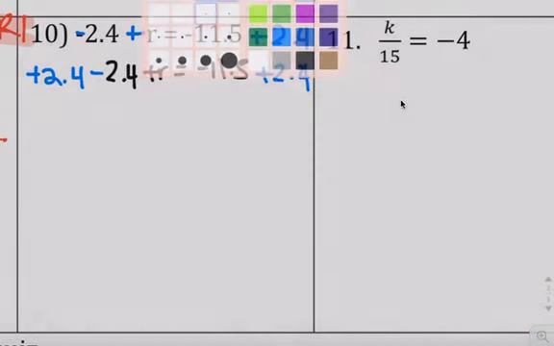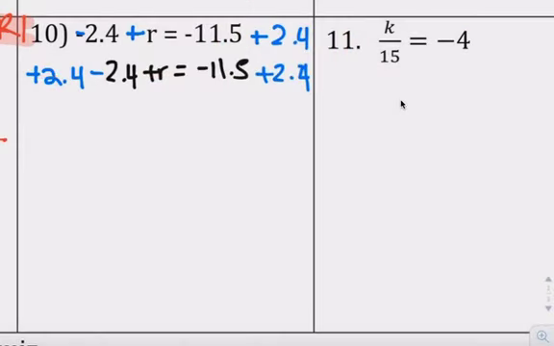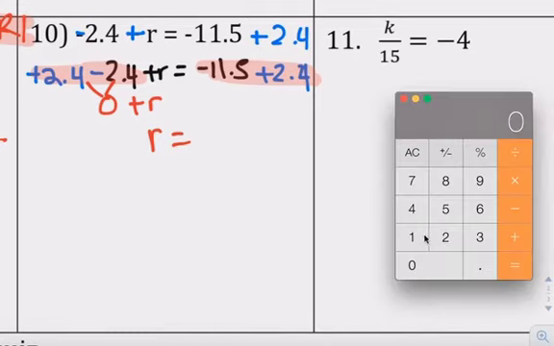These two here will get you 0. 0 plus the r is equal to r. Okay, so here I'm going to let you use calculators. 11.5, we subtract, because one is positive, one is negative. You'll have this on your next test. 9.1. The bigger number is negative, so your answer is negative.